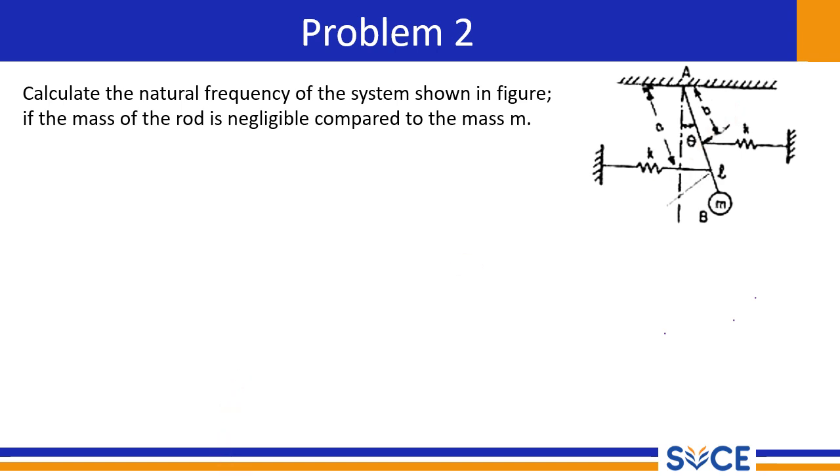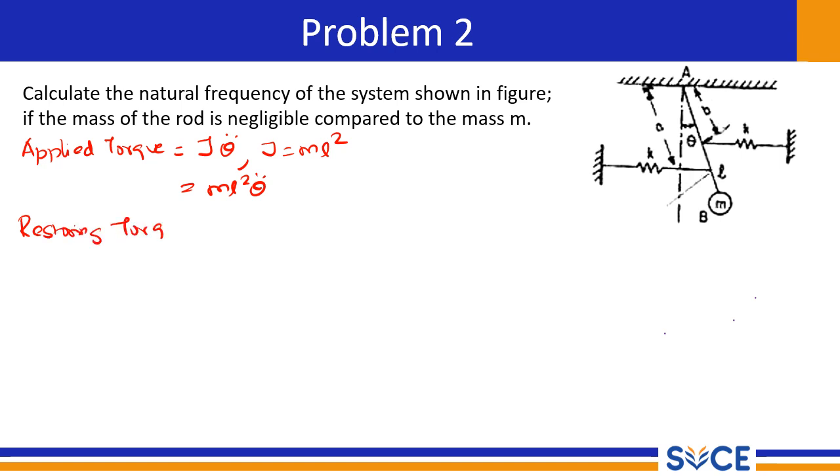So let me recall all the things. Whenever we write it for the torque system, the applied torque is going to be equal to J theta double dot, which is the acceleration. Once again, J can be written as ml square. So if I substitute that, the applied torque becomes ml square theta double dot. What is the restoring torque? Restoring torque is because of the mass component and the spring component. The mass component we already discussed in the previous two problems, that is nothing but minus mgl sine theta.